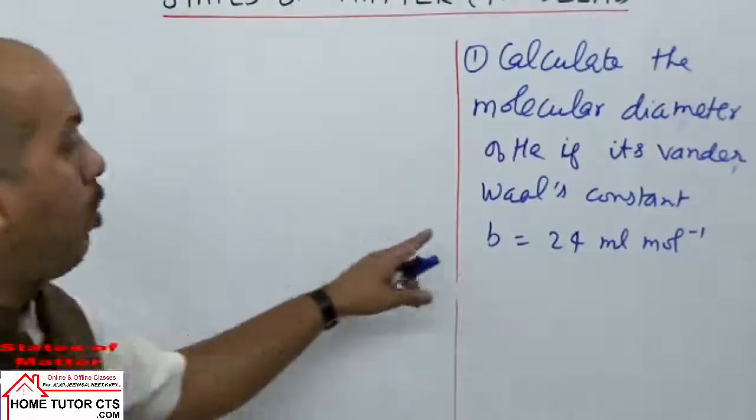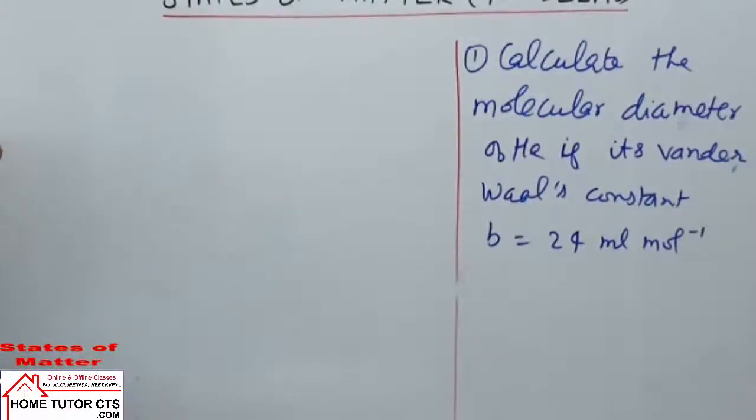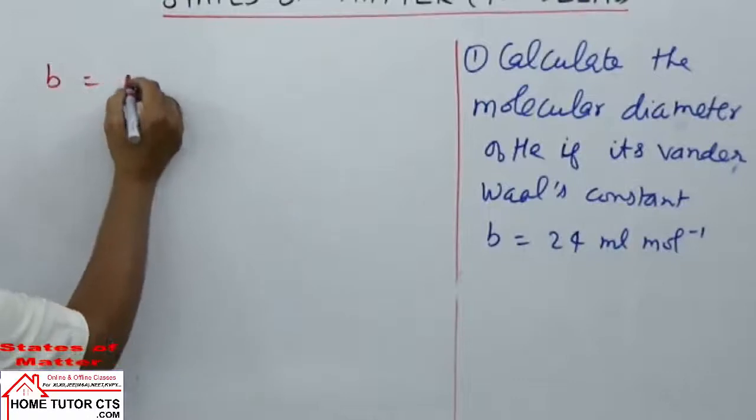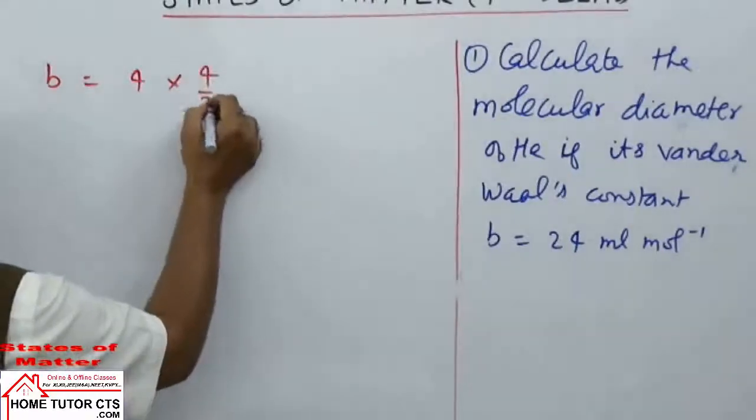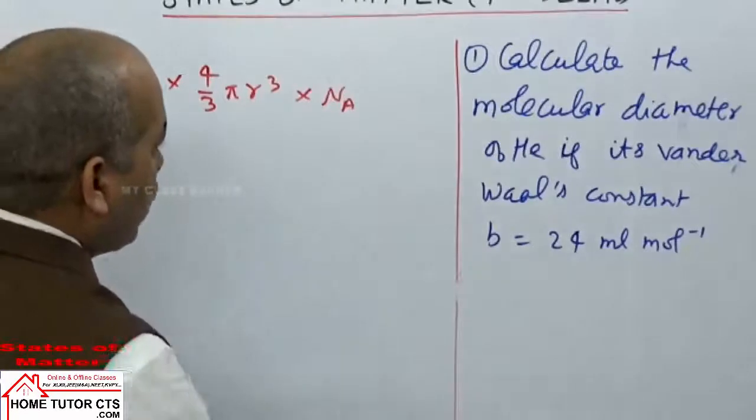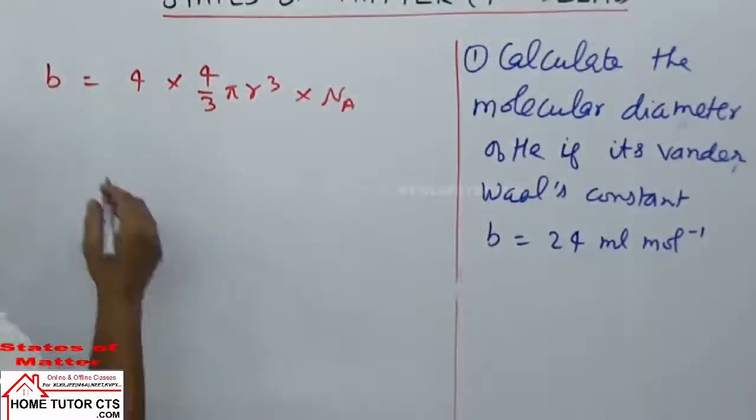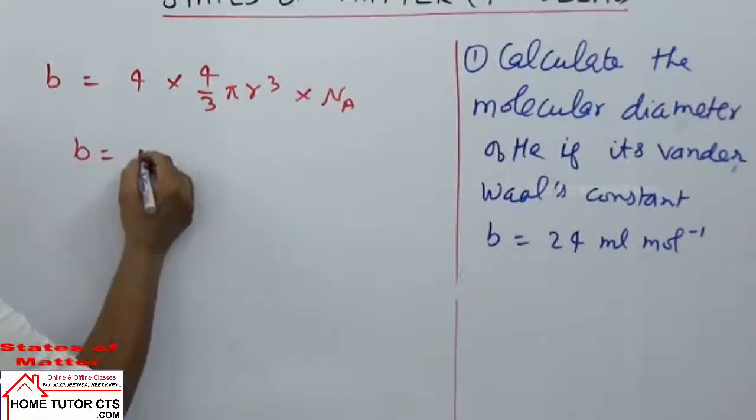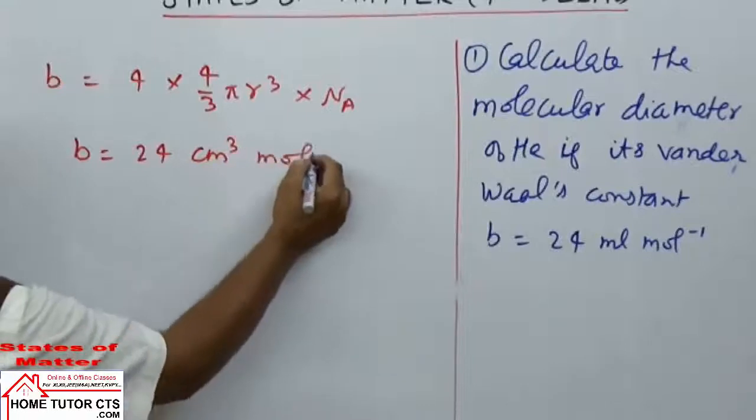Now यहाँ पे कह दिया है small b, तो relation क्या था हमारे पास small b का? We discussed derivation also in topic, derivation of van der Waals equation. So small b is how much? Small b is 4 times the actual volume per mole of the gas. So small b is 4 into 4/3 pi r cube into Avogadro's number. Just equate this relation. Small b कितना दिया? 24 ml per mole means I can write small b is how much? 24 ml. I can write cubic centimeter per mole.